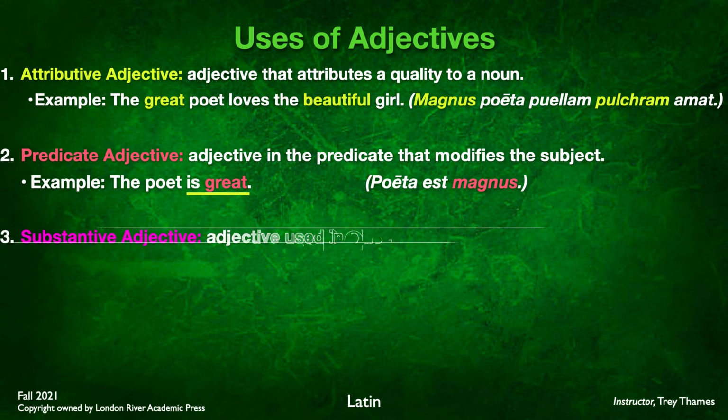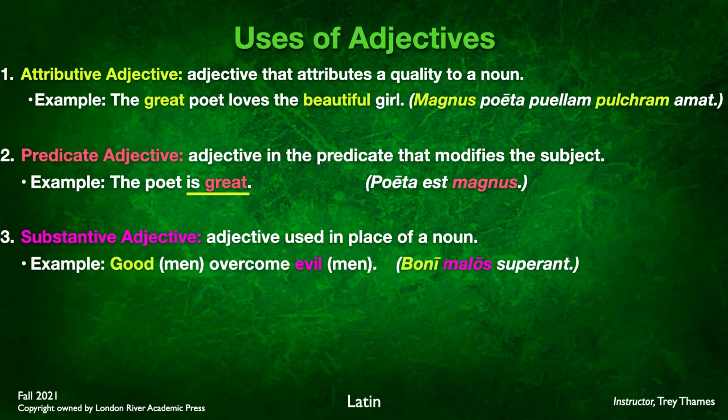Here's the third use. It is called the substantive adjective. And I know we've looked at these so far in our studies. The adjective is used in place of a noun. Here's a simple example. Good overcomes evil, or good men overcome evil men. You don't necessarily have to have the word men here. We use that in a phrase like the good die young. What do we mean when we say that? We mean that the good men die young. Here we have good men overcome evil men.